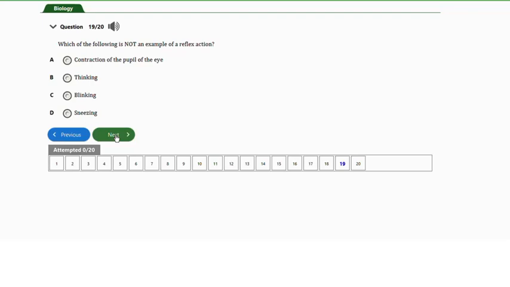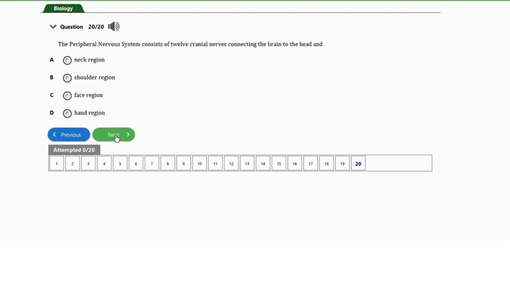Actually, we need the intervention of the brain or the integrating center for us to think. Thinking is a conscious process of decision making. So it is not a reflex action. So guys, let's look at the next and the last question, and that's question number 20.